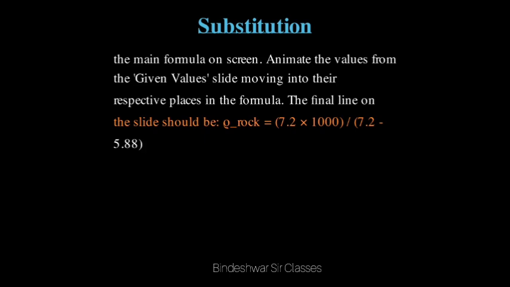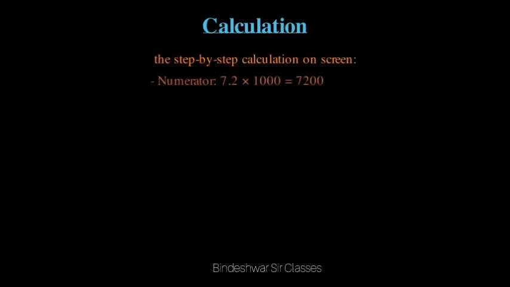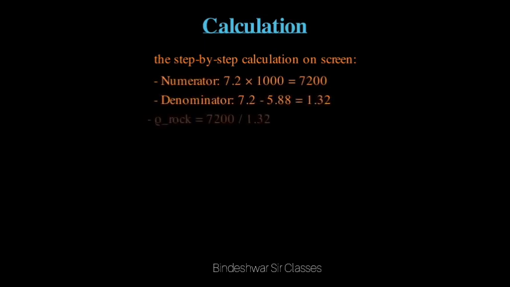Taking it one step at a time is the best way to avoid mistakes. Let's perform the calculation. The numerator is simple, 7.2 multiplied by 1,000 equals 7,200. For the denominator, we need to subtract 5.88 from 7.2. The result of this subtraction is 1.32. So, our equation now is rho rock equals 7,200 divided by 1.32. Using a calculator for this division, we get 5,454.5454 repeating. This is our numerical result before we consider rounding in units.